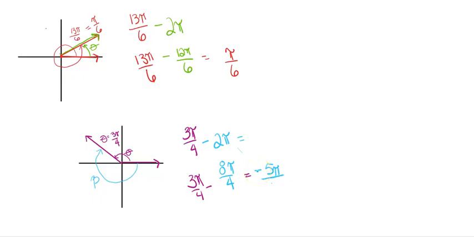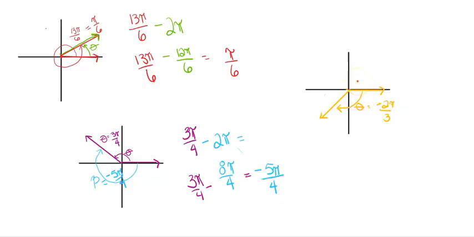Keep drawing the same line. Over 4. So beta is equal to negative 5 pi over 4 radian. That gives me another coterminal angle with 3 pi over 4. So let's do the last part of this example.